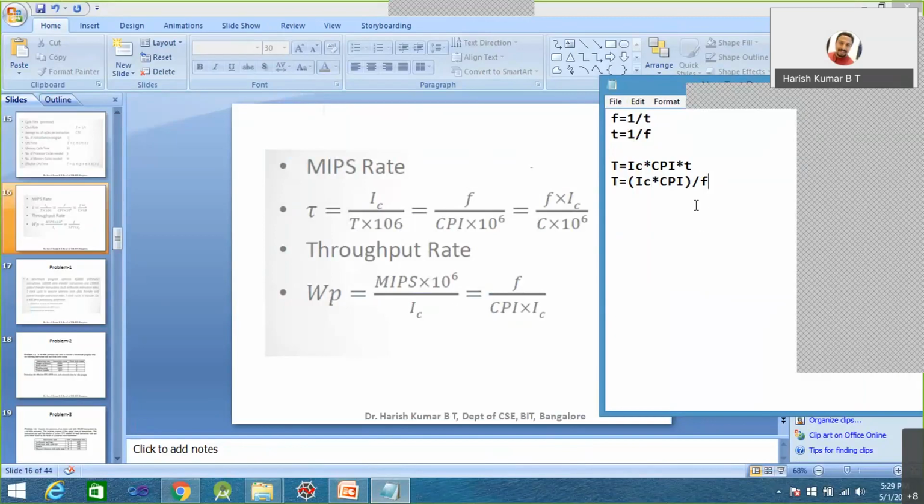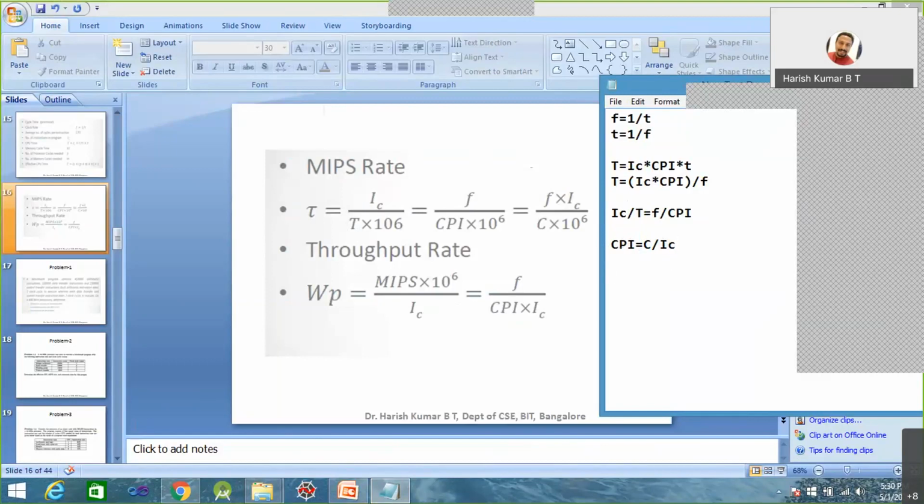This is also correct. Now from this equation, if I take this IC here, IC divided by big T is equal to F divided by CPI. That is the reason IC by T is replaced by F by CPI. And again, CPI can be replaced by total clock cycles divided by IC, because cycles per instruction is equal to total clock cycles divided by IC. This big C represents the total number of clock cycles. In the previous example, I got 30 clock cycles, and the total number of instructions was 10. So 30 by 10, CPI we got was 3.